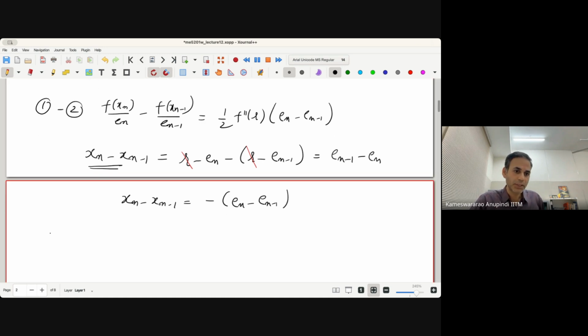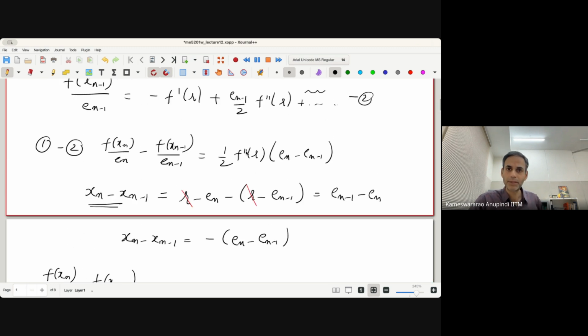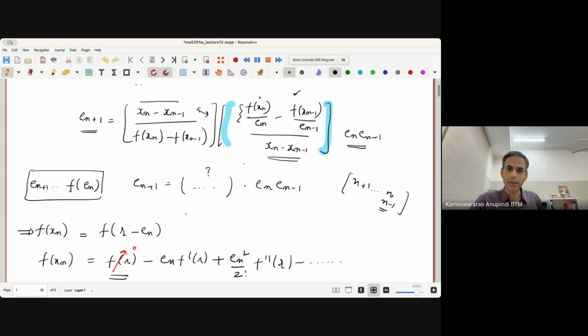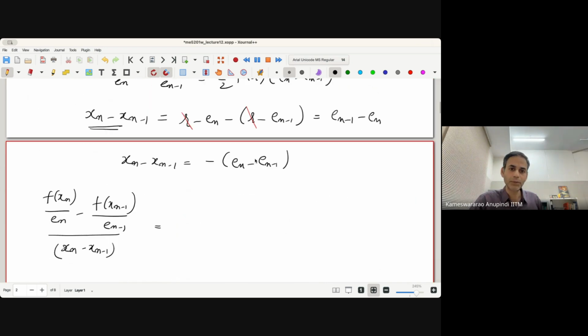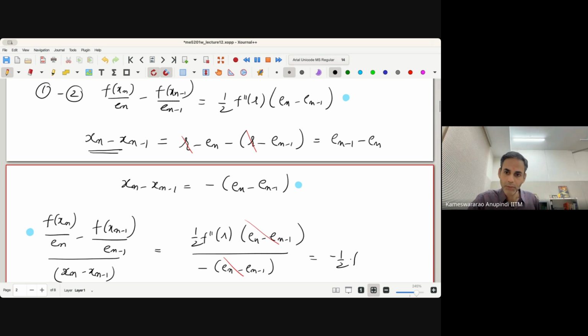That means if I take the term f of xn by en minus f of xn minus 1 by en minus 1 and divide it by xn minus xn minus 1, that's what I'm interested in, from the previous value here. So I substitute for this term from here, realizing that my xn minus xn minus 1 is actually minus en minus 1. For the numerator I get 1 by 2 f double prime r times en minus 1. The denominator is minus en minus 1. Again this gets cancelled with this, and I end up with essentially minus 1 by 2 f double prime r.